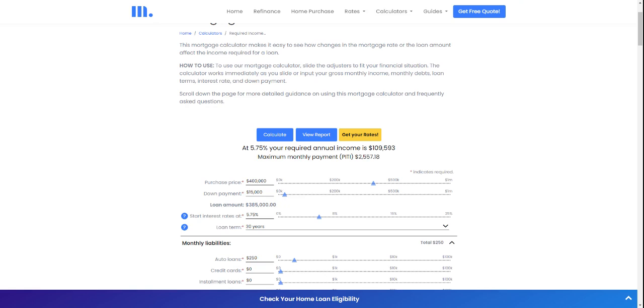It's not new at all, but it's something that I play with whenever I'm working with clients. It's not an exact science, but it gives you a ballpark of how much home you can afford. Let's take a look.